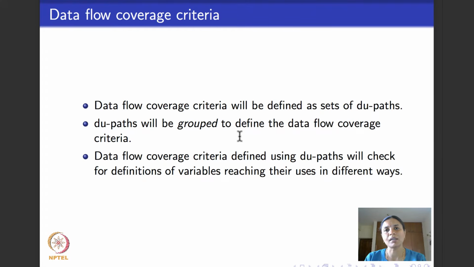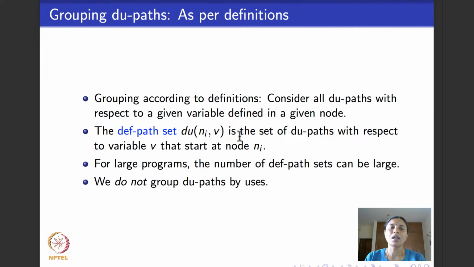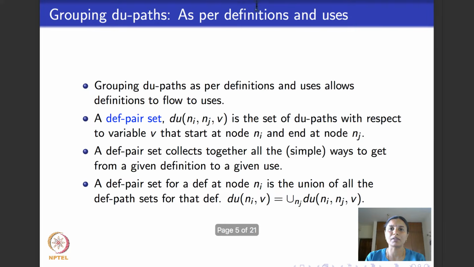So what is a DU path? It's a path from a definition of a variable to a use of a variable, such that at every intermediate node in the path, there is no further definition of the variable, right? What we will do is we'll group various kinds of DU paths to be able to define data flow criteria. What these criteria will basically check is how a definition of a variable reaches its use, right? How are we going to group DU paths? We are going to group DU paths in two different ways. The first grouping that we will discuss is as per their definitions. The next grouping that we will discuss is as per their definition and use.